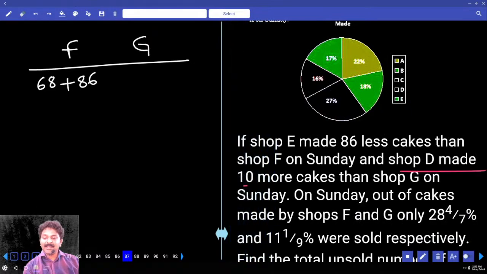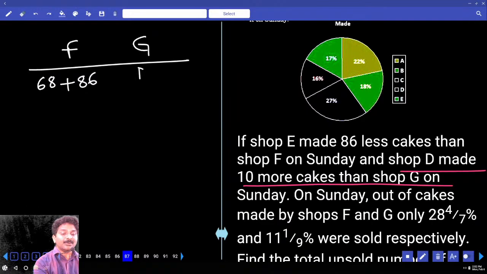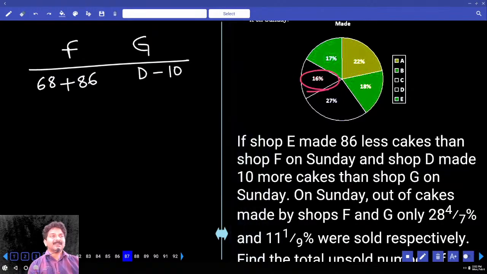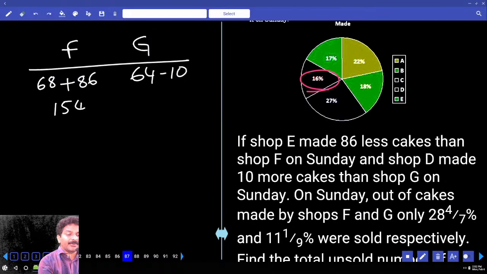Shop D made 10 more cakes than shop G on Sunday. That means G will do 10 less than shop D. D is 10 more, then G is 10 less. Correct. D is what percent? 16 into 4, 64. 64 minus 10. Let me calculate this value. How much is that? 154, and then 54. Okay.